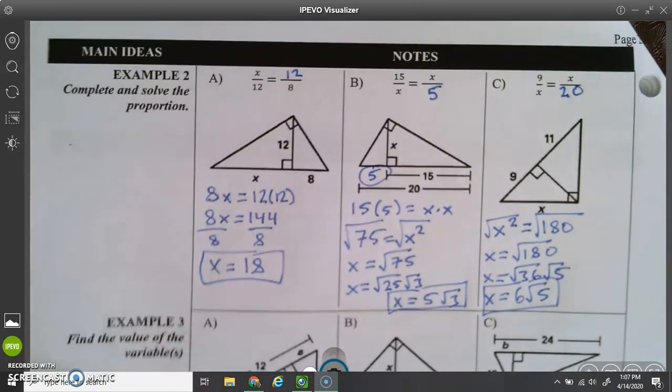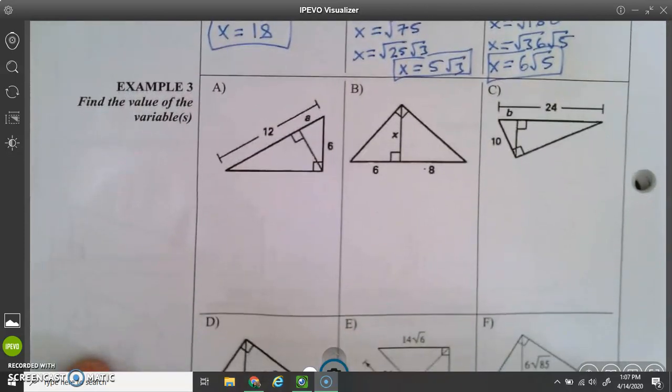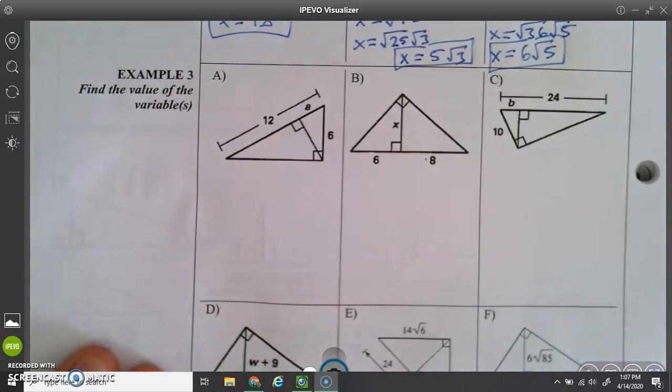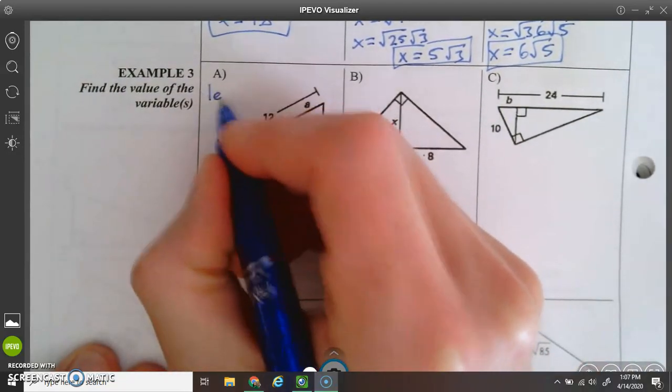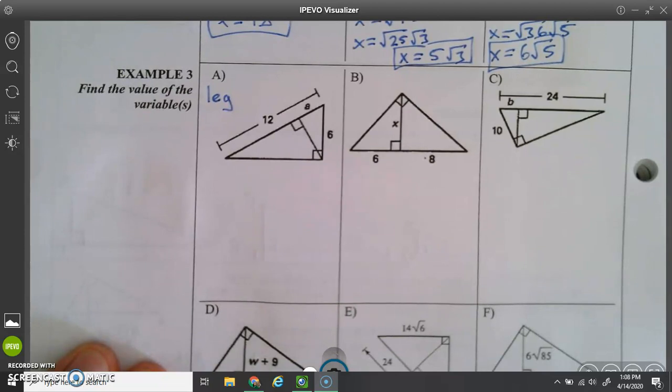Those are the top examples. Examples 3. So same idea, still finding the value of each variable. This one here, we're trying to find this part here, and that is a leg. So to find the leg, I need to set up my proportion. This one, they didn't set up the proportion for me.